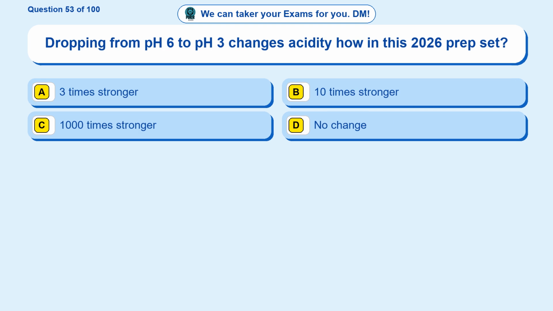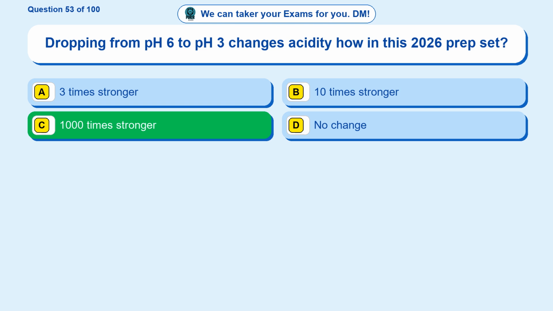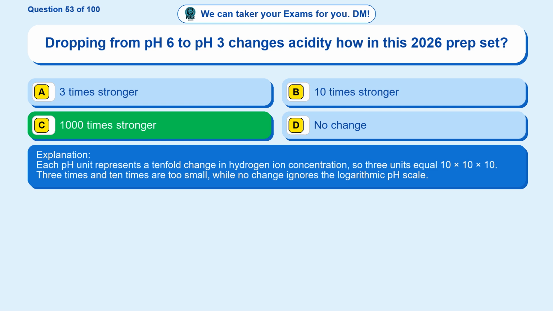Question 53. Dropping from pH 6 to pH 3 changes acidity how in this 2026 prep set? Option A, 3 times stronger. Option B, 10 times stronger. Option C, 1000 times stronger. Option D, no change. The correct answer is option C. 1000 times stronger. Each pH unit represents a 10-fold change in hydrogen ion concentration, so 3 units equal 10 times 10 times 10. 3 times and 10 times are too small, while no change ignores the logarithmic pH scale.